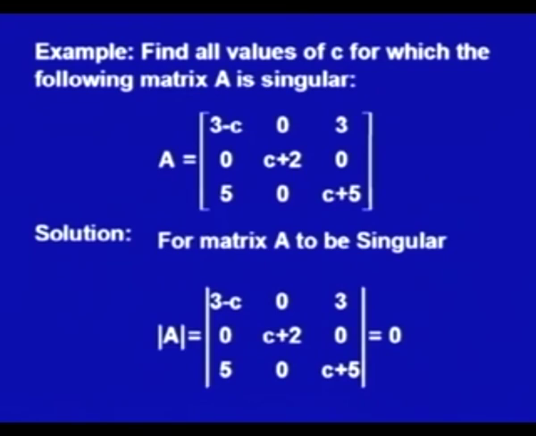Okay. Viewers, today we have discussed some interesting properties of determinants, and we have defined the adjoint of a matrix, and we have seen how this can be used to evaluate the inverse of a square matrix. Thank you.